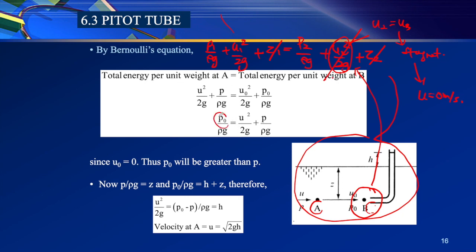If you want to find P2, this P2 is P0. So this is P0 and P. I will put it as PB or PA. So P0 over rho g equals U squared over 2g plus P over rho g. From P1 over rho g plus U1 square over 2g equal to P2 over rho g, this is P1, this is P2.